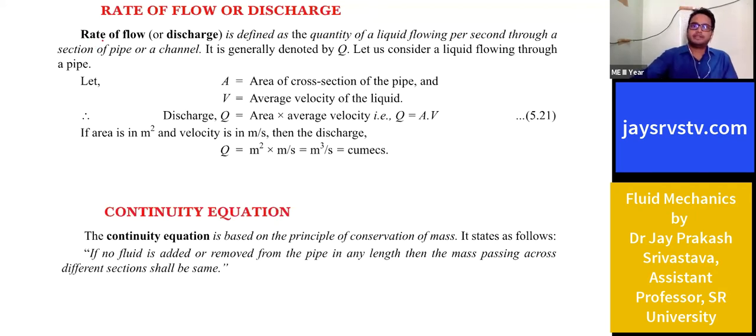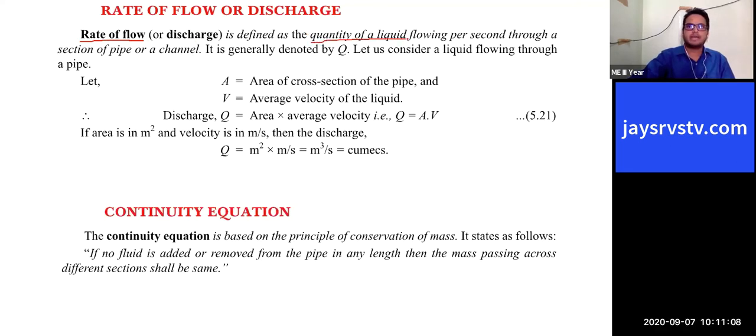Now, the definition of rate of flow is defined as the quantity of liquid flowing per second through a section of pipe or channel. Okay, as I have given you that short assignment for your fluid mechanics practical, you are calculating nothing but the rate of flow. Rate of flow is defined as quantity of liquid. It can be volumetric flow, it can be mass flow rate. In any terms you can tell.